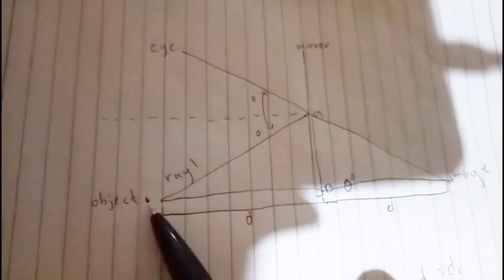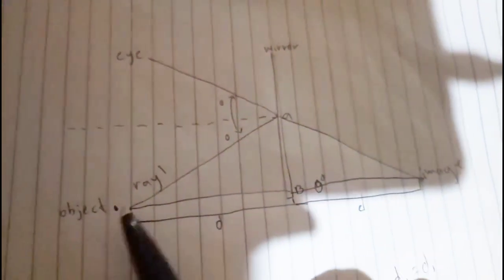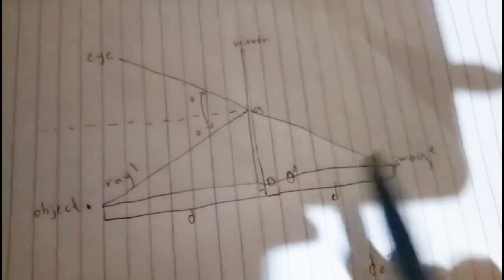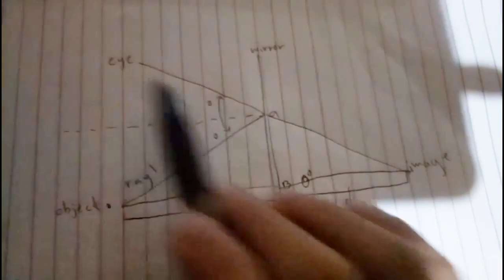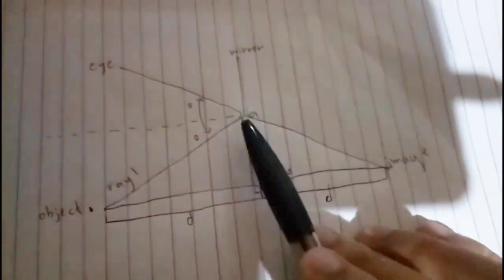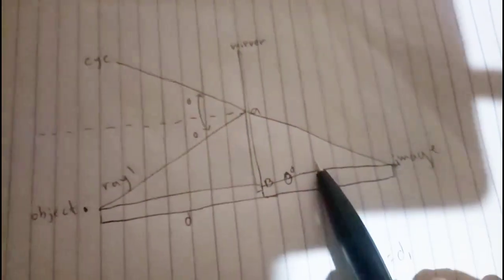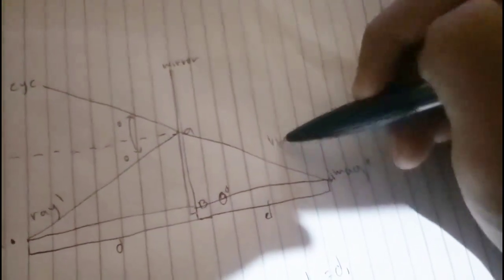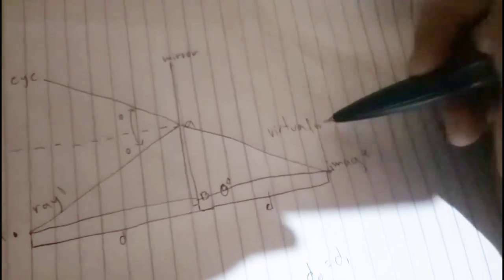So in short, the object is just the same on the other side, but the eye can see the image because it is reflected by the light. So this is just a virtual image.